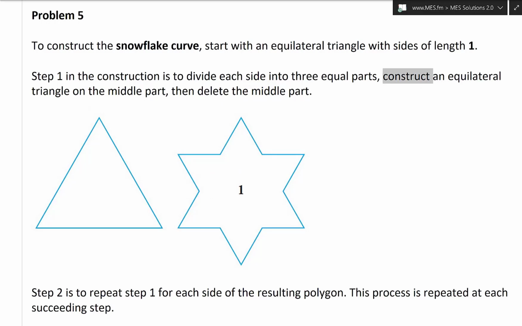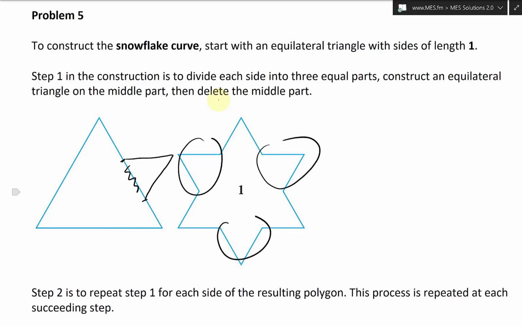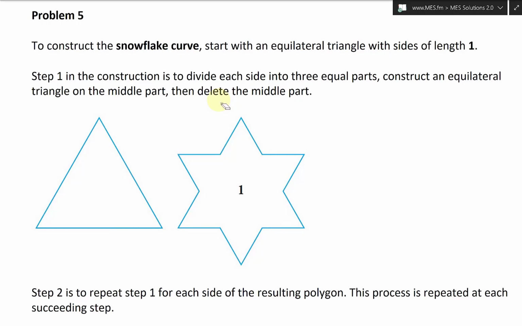So step 1 is to divide each side into 3 parts, and then construct another equilateral triangle on the middle part and delete it. In other words, we separate this into 3 parts, draw a triangle, and then delete this part, and we're going to be left with this. And do that for all 3. 1, 2, 3. So there's 3 there. So we divide those all in the middle.